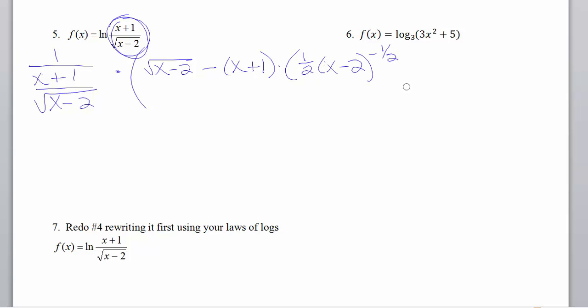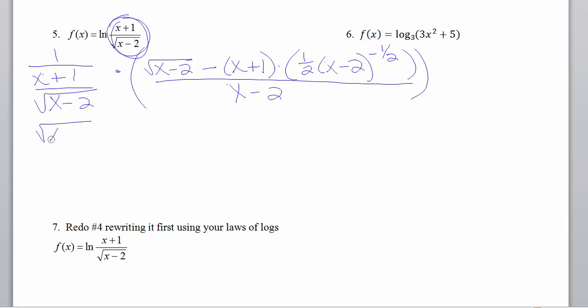So that looks messy. Using my rules, I could go a step further, and I can write this as 1/2 the natural log of x minus 2 over x plus 1, and then times the derivative of the inside. The natural log of the square root of x minus 2 over the denominator squared, which would just come out to be x plus 1. I can do some work to this.